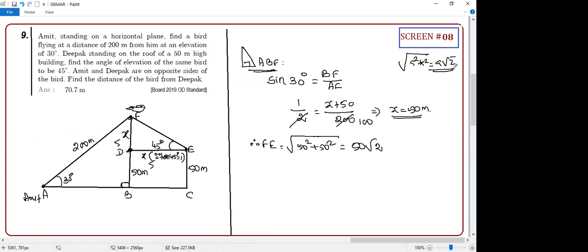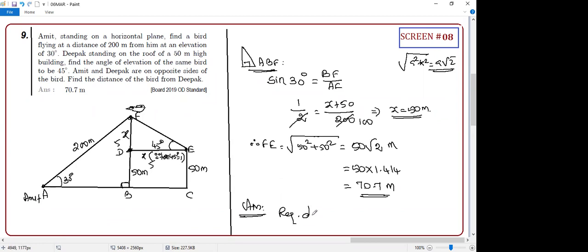So root 2 value is what, student? 1.414. But they didn't give you that, so you can leave the answer like this. But I put 70.7. Just check that, student. Everyone knows that root 2 is 1.414 something. Correct or not? So 50 into 1.414 is equal to 70.7 meter. So guys, you see a big problem, a big diagram, finally it is less than the normal problem. Correct or not?